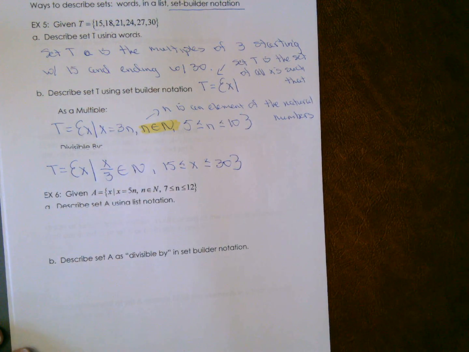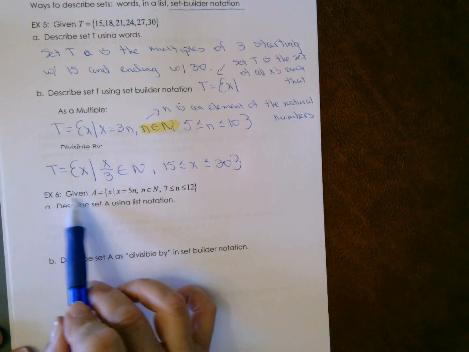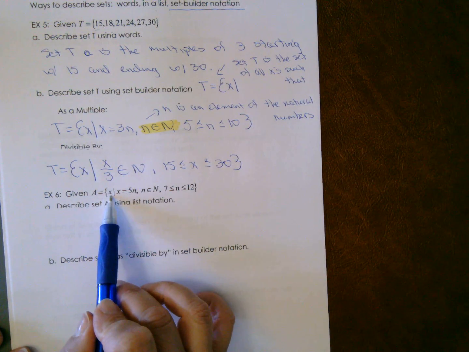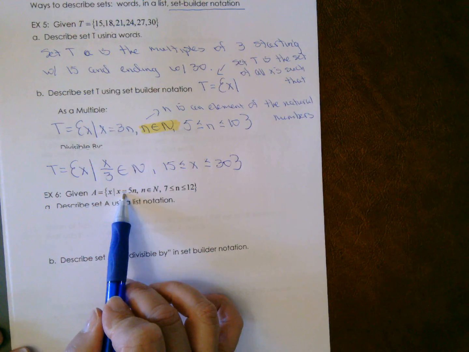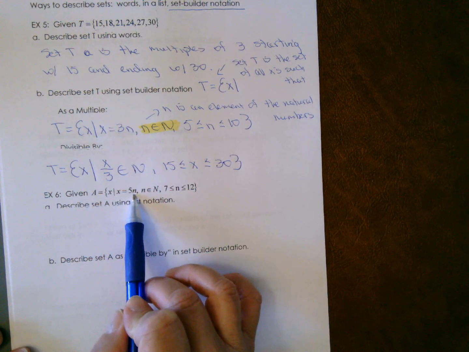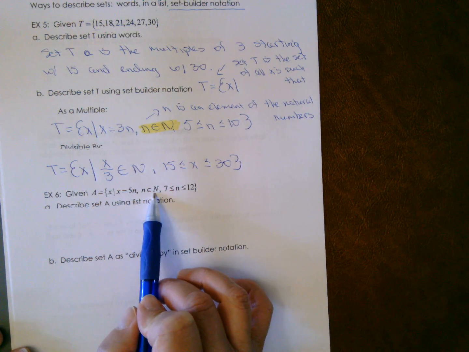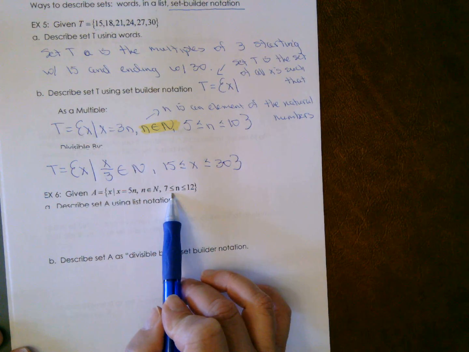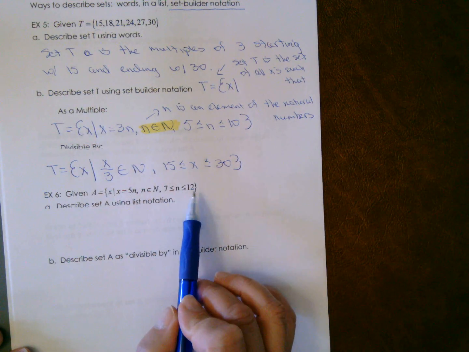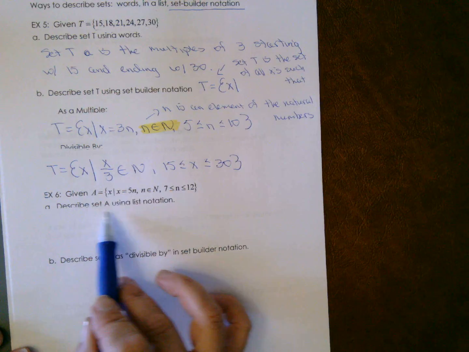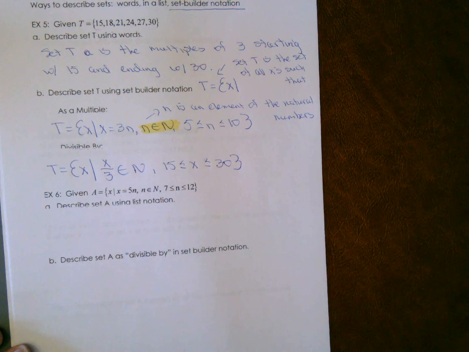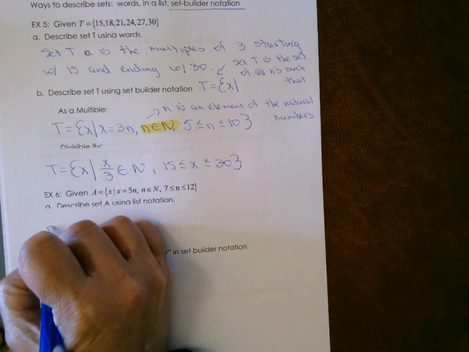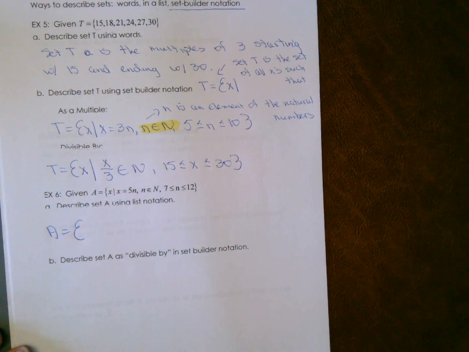So let's try one more example together. Given set A, set A is the set of all x's such that x is equal to 5 times some number n, an element in the naturals, where 7 is less than or equal to n, which is less than or equal to 12. It says describe set A using list notation. So when I list it, I'm going to say set A is equal to the set.